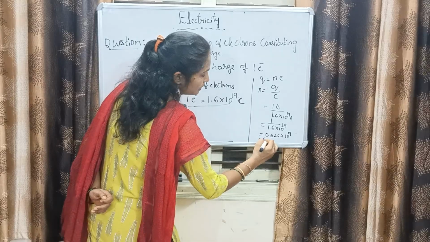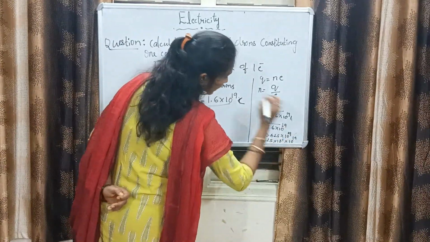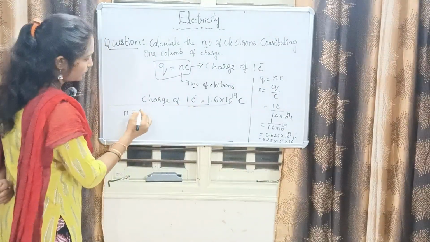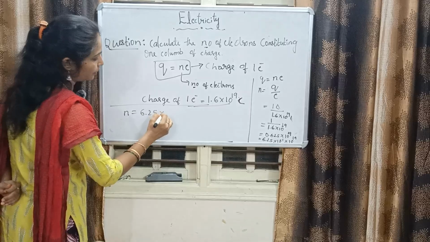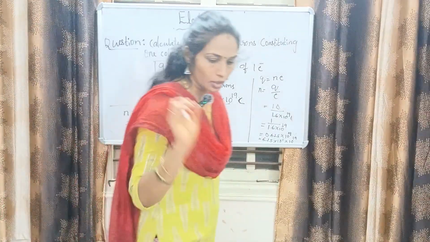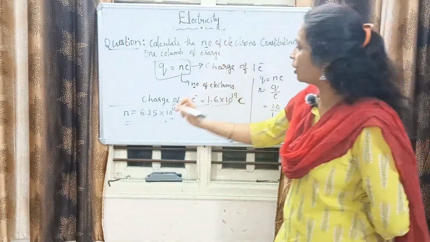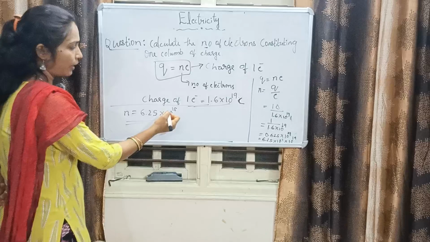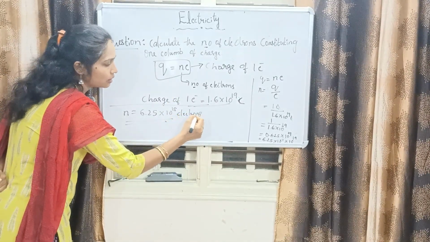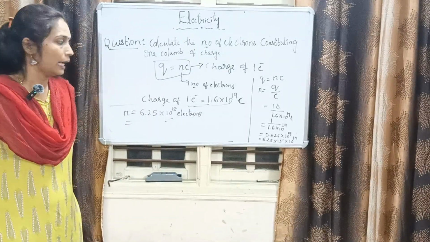That I can take as 6.25 into 10 to the power of minus 1 into 10 to the power of 19. What will come, guys? N is equal to 6.25 into 10 to the power of 18. This is very important. Please note down this one. So how many electrons are there in 1 coulomb of charge, guys? 6.25 into 10 to the power of 18 electrons.